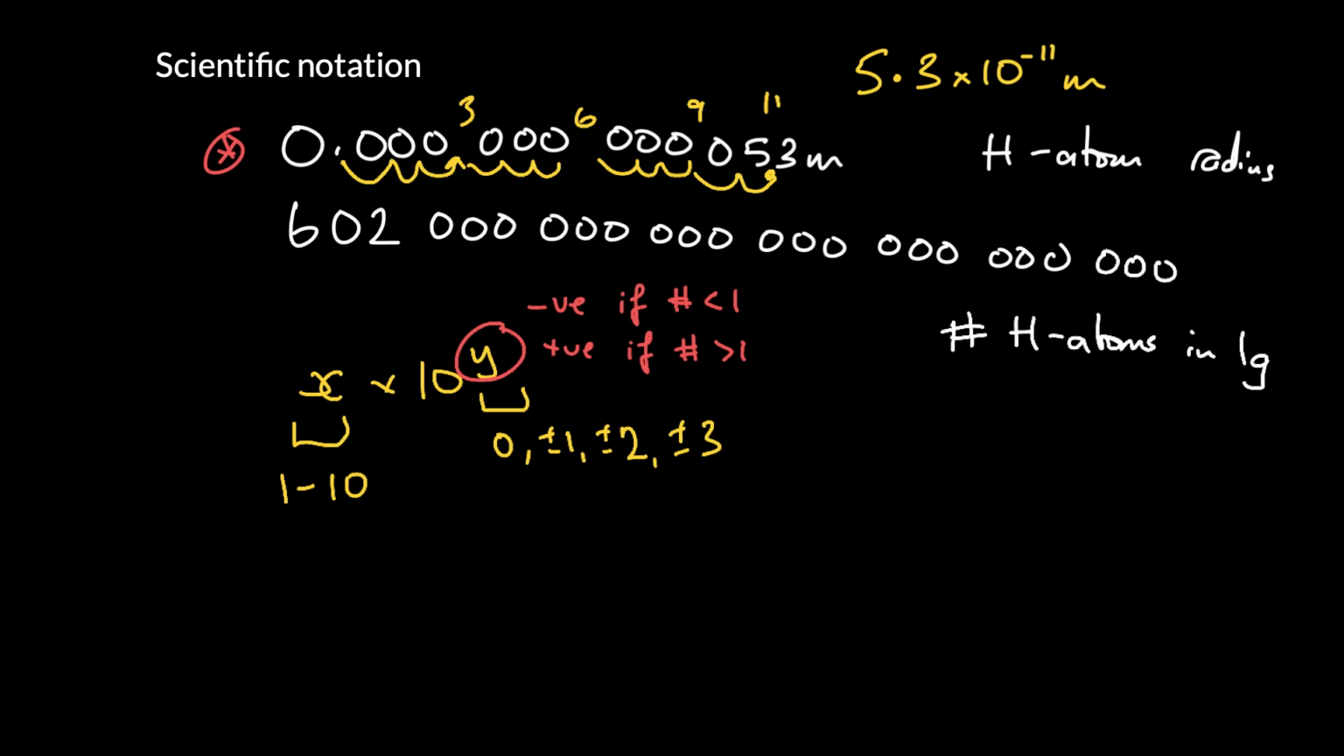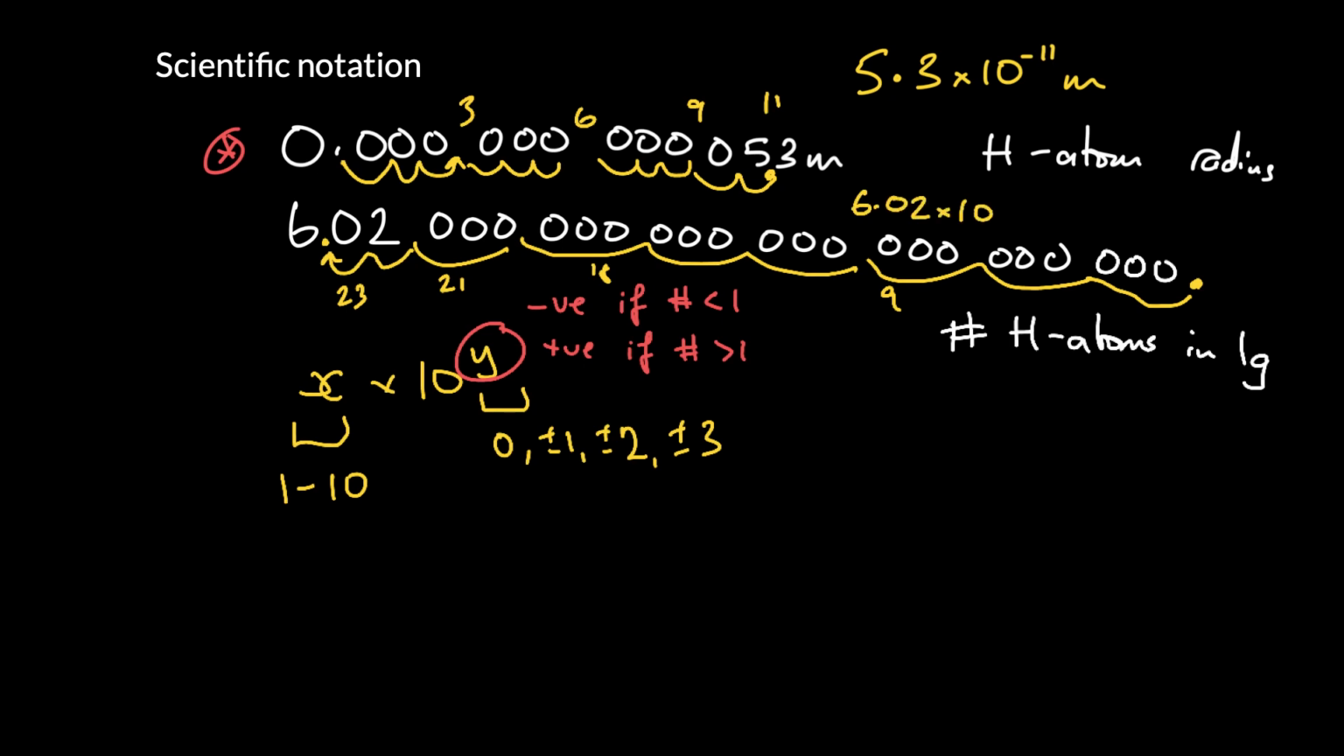Whereas if we look at this number here, notice the decimal place isn't written, but you can guess where it is. We've got to move the decimal 3, 6, 9, 12, 15, 18, 21, and then 22, 23, and that gets us the number 6.02. We multiply that by 10 to the, well, the original number is greater than 1, so this is like 602 with 21 zeros after it, which is definitely greater than 1. So 6.02 times 10 to the 23.